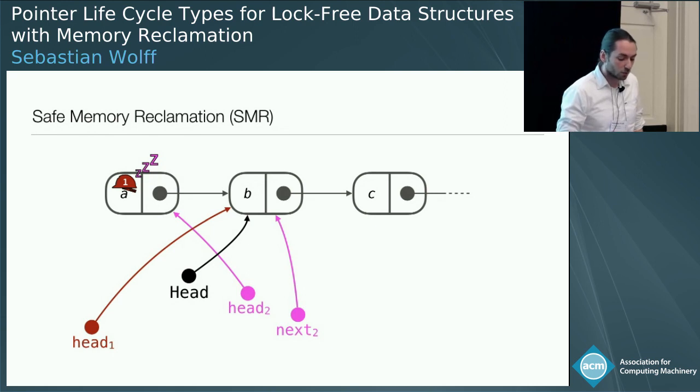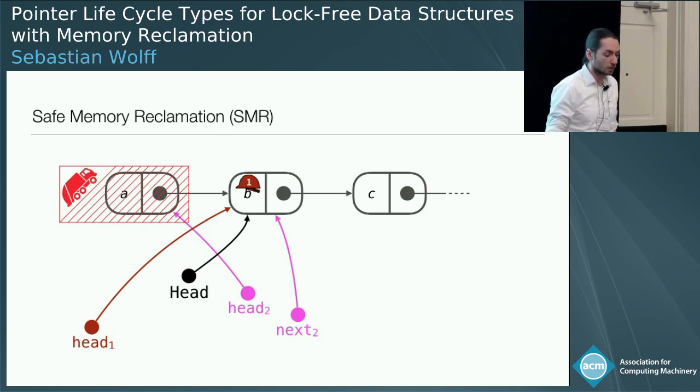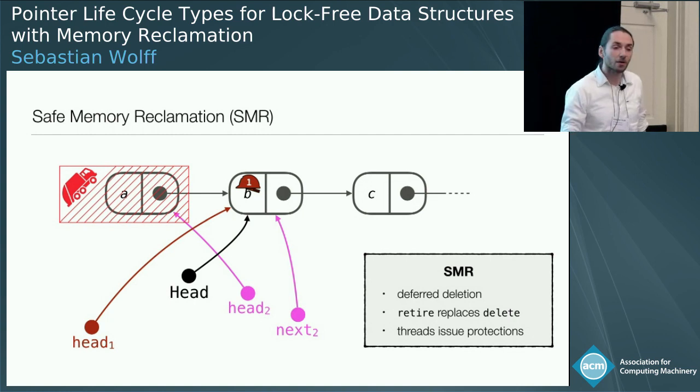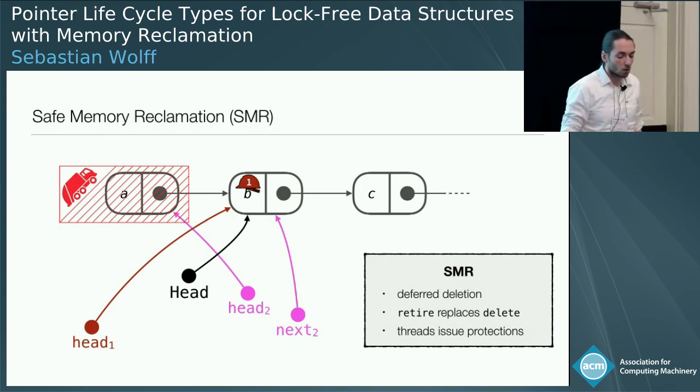And as before, it will now protect the new head, and this allows the SMR algorithm to finally reclaim node A because there are no more protections on it. So in a nutshell, SMR is basically about deferred deletion, and it does so by replacing explicit deletions with retires, and by threads that are going to read the memory putting protections on the nodes.